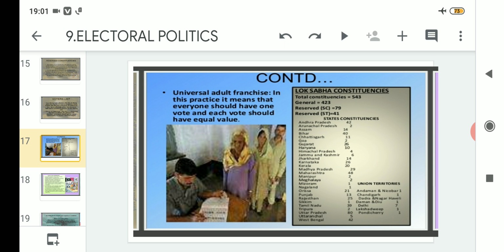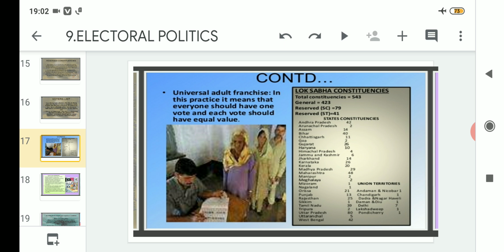That was about states, and let's come to union territories, where Andaman and Nicobar has 1 constituency, Chandigarh has 1 constituency, Dadra and Nagar Haveli also has 1, then Delhi has 7, Daman and Diu has 1, Lakshadweep and Pondicherry have 1. That means out of all the union territories, every union territory has 1 constituency each, apart from Delhi, which has 7 constituencies. That means 7 MPs will be from Delhi.